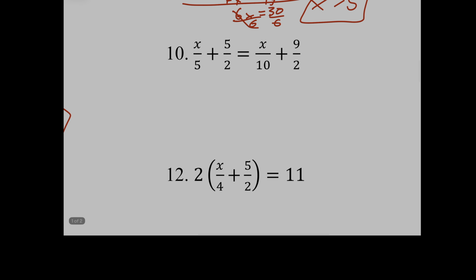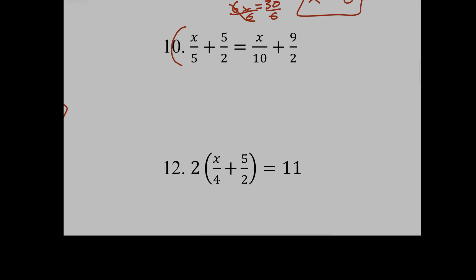Oh boy, a 5, a 2, a 10, and a 2. Now remember, least common multiple, always start with the biggest number. So the biggest number is going to be a 10. Now, will 5s and 2s go into 10? And the answer is, yeah, they will. So guess what? I'm going to multiply all three of these by a 10 over 1. So now watch what happens.